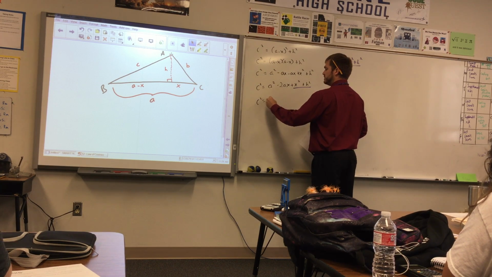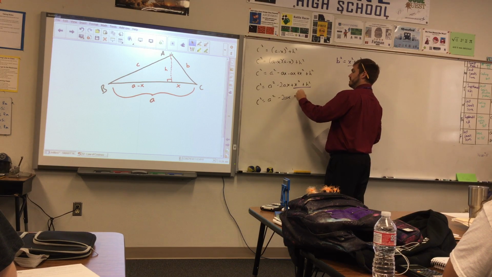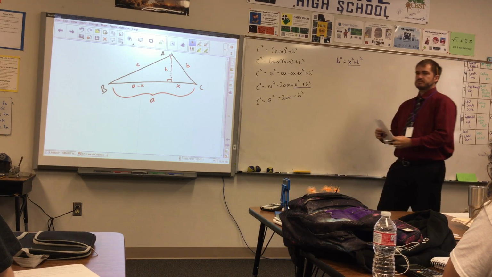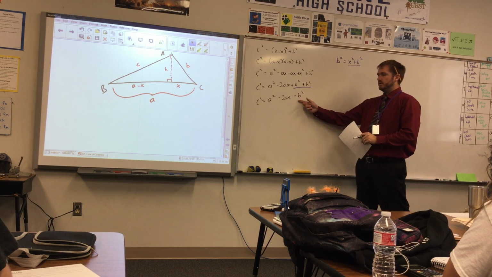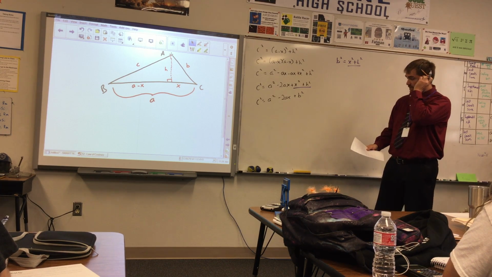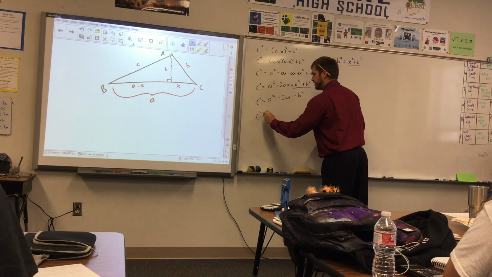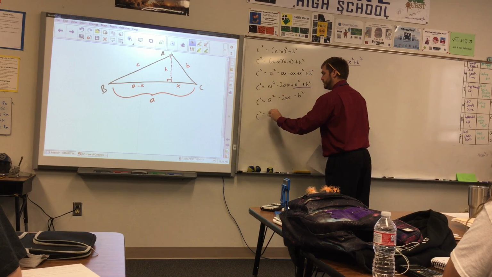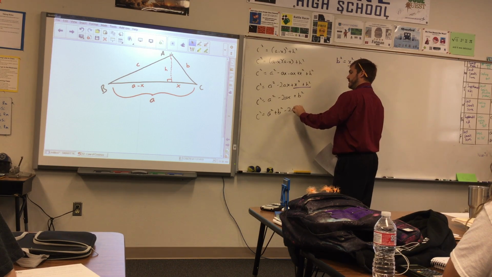c squared equals a squared minus 2ax plus b squared. But I don't like this b squared all by itself on the end there. I want it to be alphabetized, so I shall write c squared equals a squared plus b squared minus 2ax.